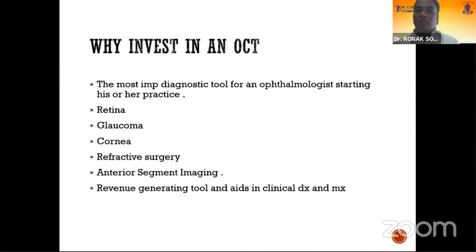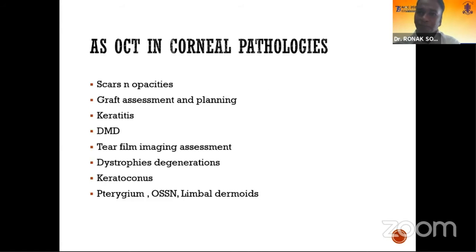Why should one invest in an OCT? It is because it helps in diagnosing your retinal conditions, your glaucoma, cornea, refractive surgery, and anterior segment imaging. It's a revenue generating tool and aids in clinical diagnosis and management. So nowadays, these OCT machines have an anterior segment and a posterior segment built into one, like your Topcon or Spectralis. Let's come to the clinical application of anterior segment OCT in the pathologies.